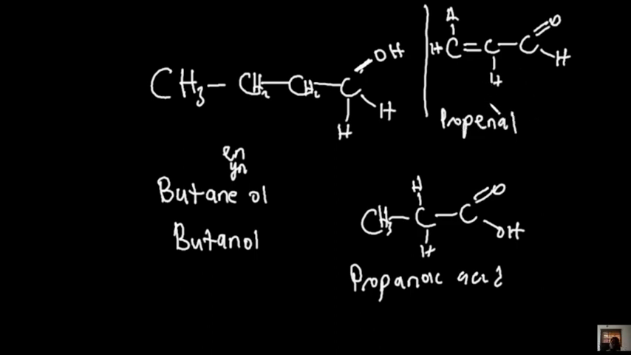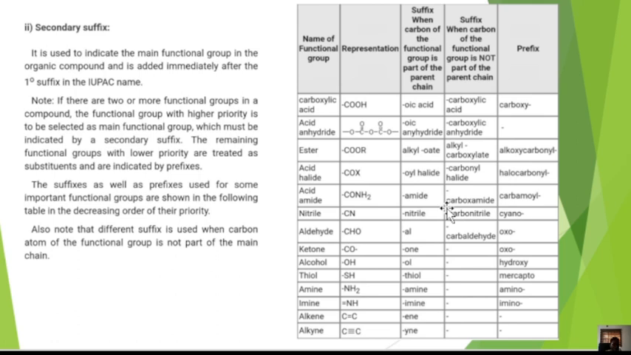Now, as we go further in our naming, we'll find out that we are supposed to indicate the position of this double bond. So the correct name should be prop-2-enal. We'll get to understand this as we go further, but for now, we are concentrating on alkanes, and these are the things we need to know before we start understanding the naming of any organic compound. Okay, having said this, we move ahead.